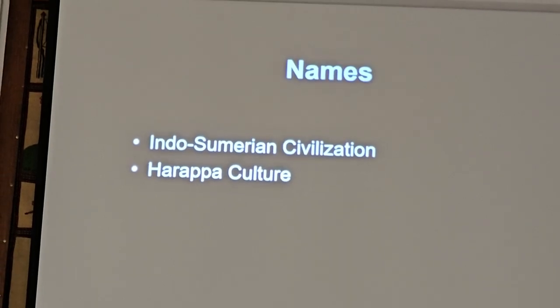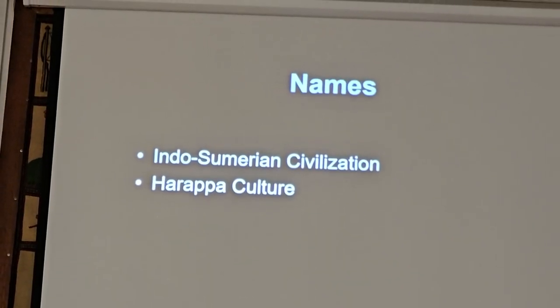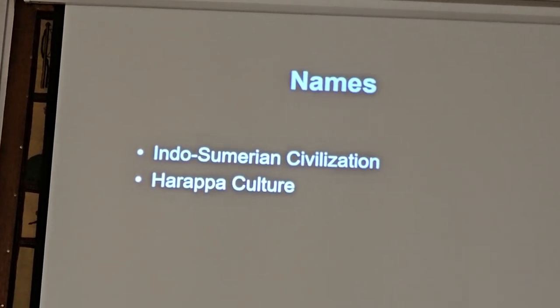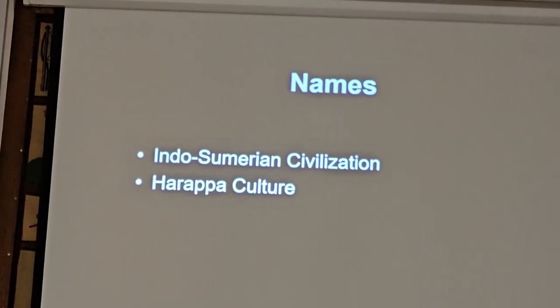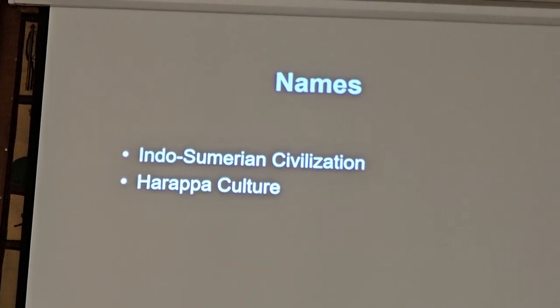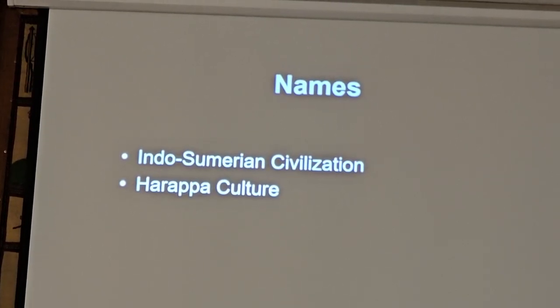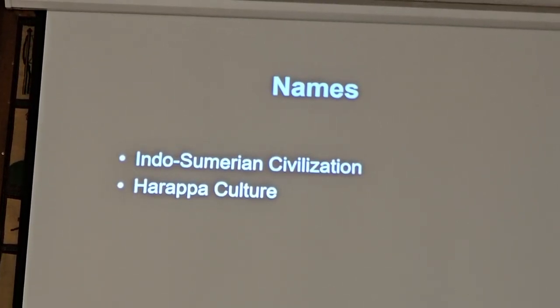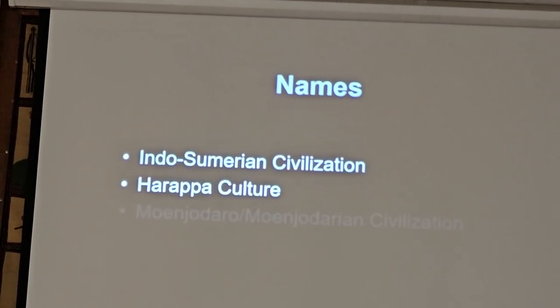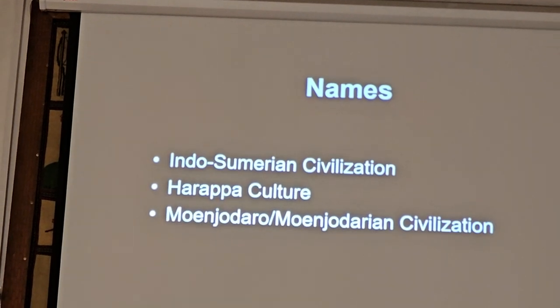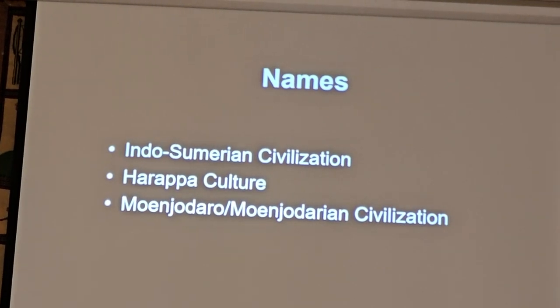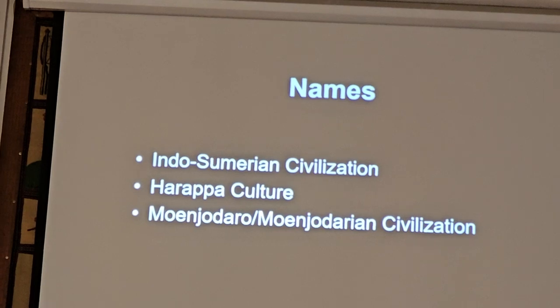The Indus Valley civilization is sometimes also called by another name, and that is the Harappa culture. Harappa is the main site, which is situated in the Punjab, and the Indus civilization is sometimes called by that name also. There is a third name of the civilization, and it is the Mohenjo-daro civilization or the Mohenjo-darian civilization.